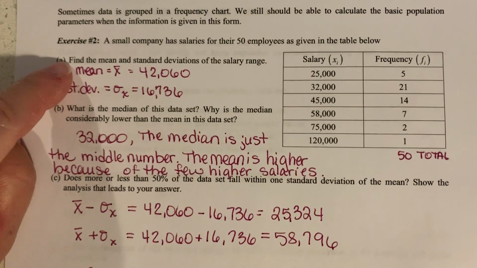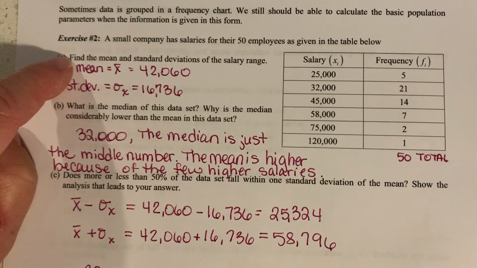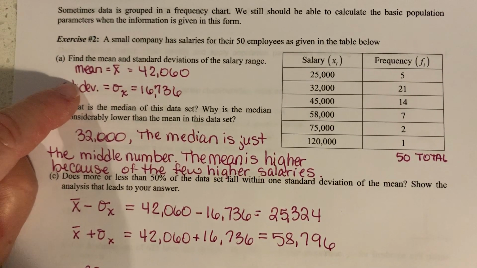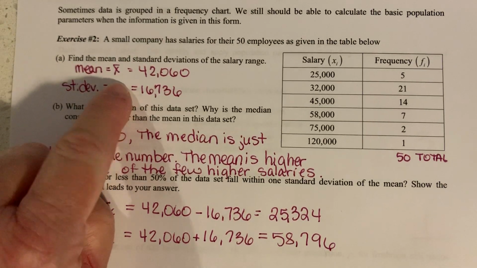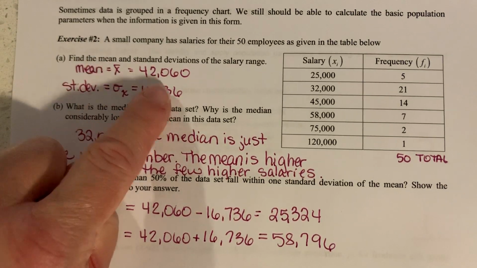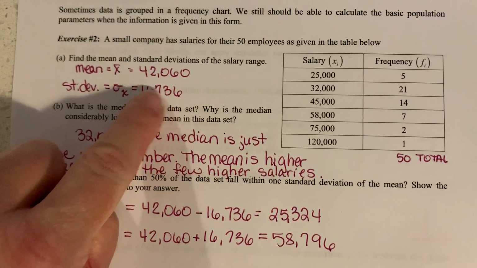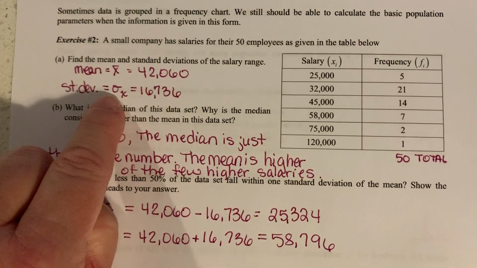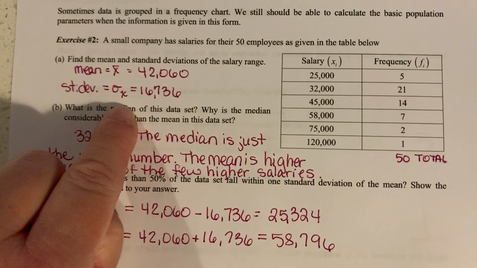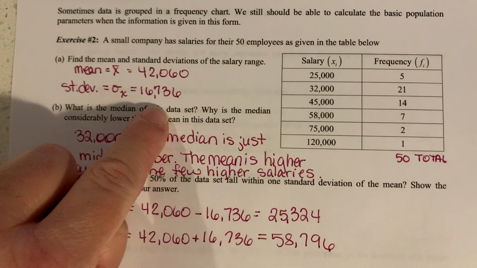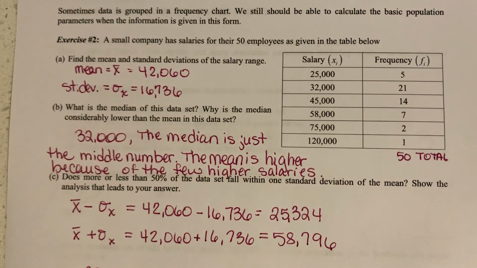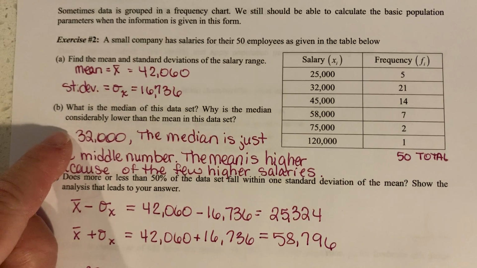Now, just to note, there are 50 total numbers in this chart if you add up the frequency. So again, you just look at the data that you generate from the computer, and the average or mean, which is represented with an X with a line over it, is 42,060. The standard deviation, which is this Greek symbol with a little subscript of an X, is 16,736. It says, what is the median and why is it so much lower?